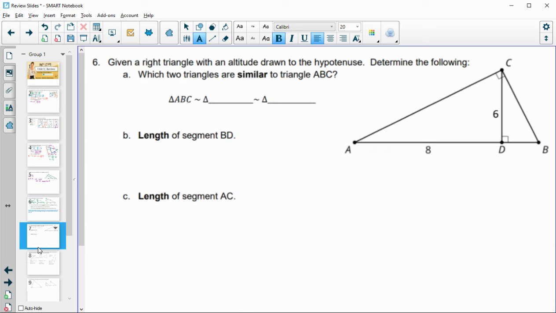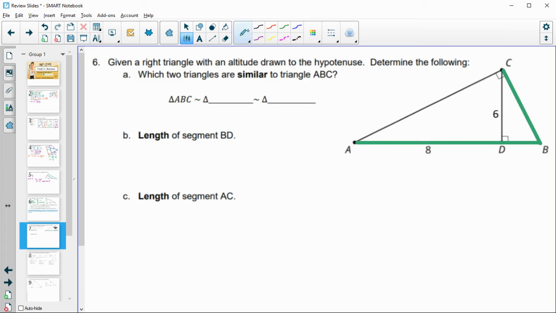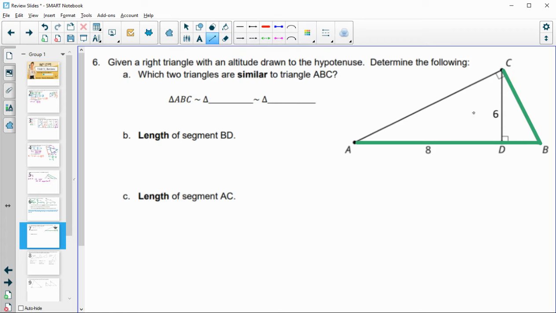Number 6, given a right triangle with an altitude drawn to the hypotenuse, determine which of the two triangles are similar to ABC. So when they did ABC, they went on the hypotenuse and then they went to the short leg. So as I name the other triangles, that's what I'm going to be looking at, going from the hypotenuse to the shorter leg. So when I'm looking at this little triangle over here, I want to go hypotenuse to short leg. So this is going to be ACD.